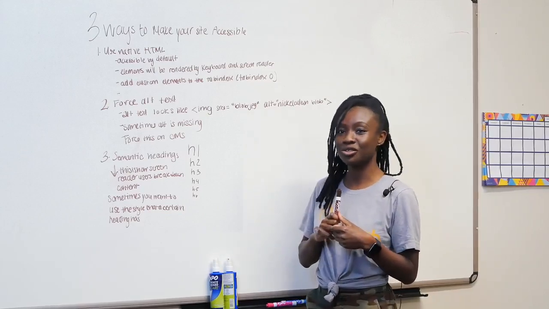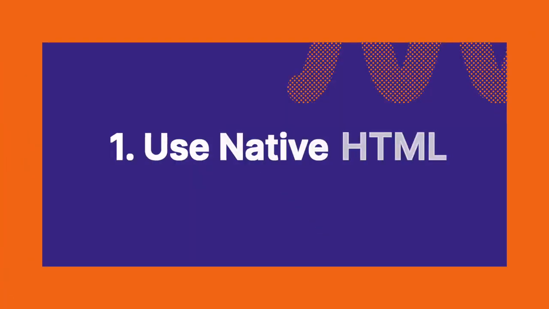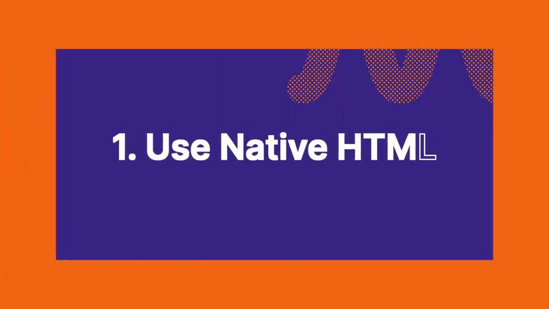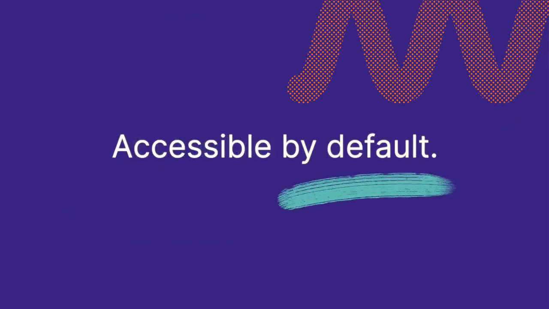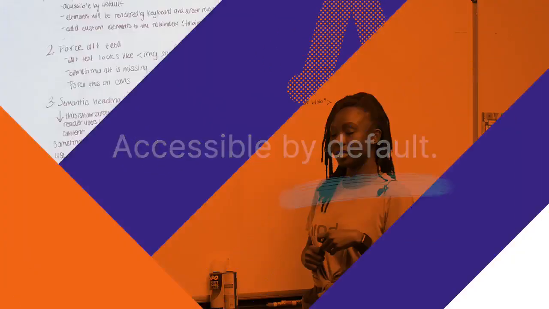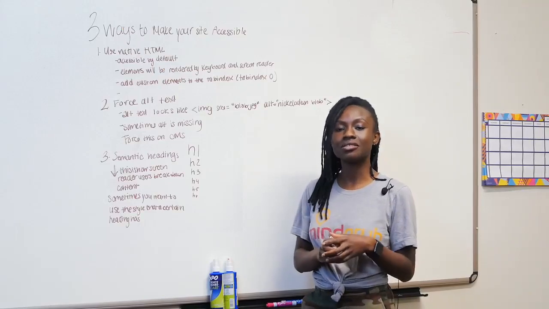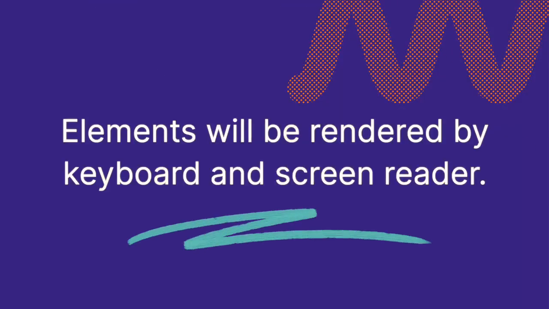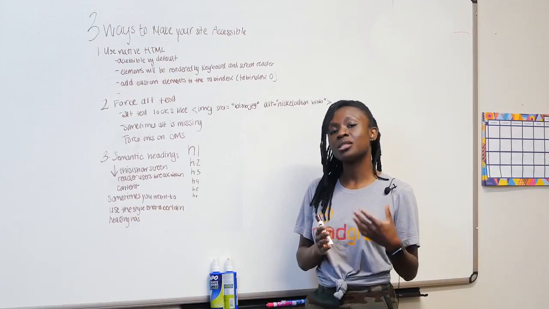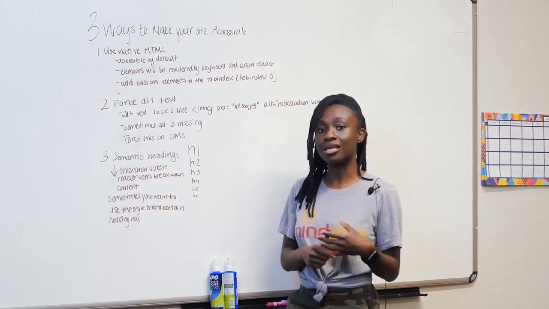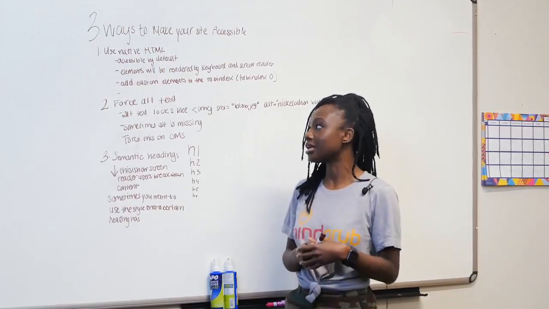So the first thing that you can do is use native HTML. So native HTML is accessible by default. It's when you start to get fancy that things get tricky. So for instance, if something is a link and it is rendered with the A tag, then the keyboard will pick this up as an interactive element and it will be accessed in the tab index. And the screen reader will also pick this up as well and it'll announce as a link.